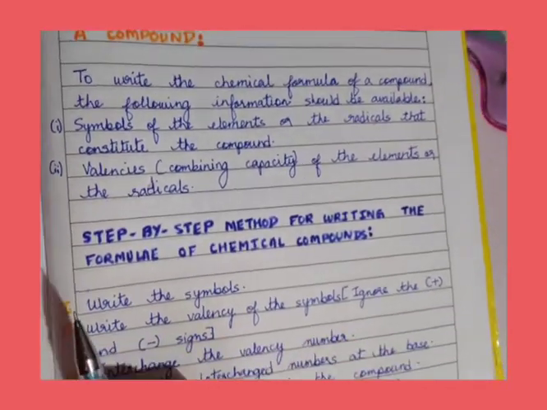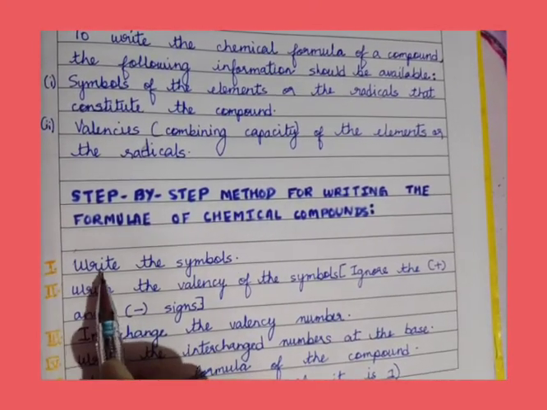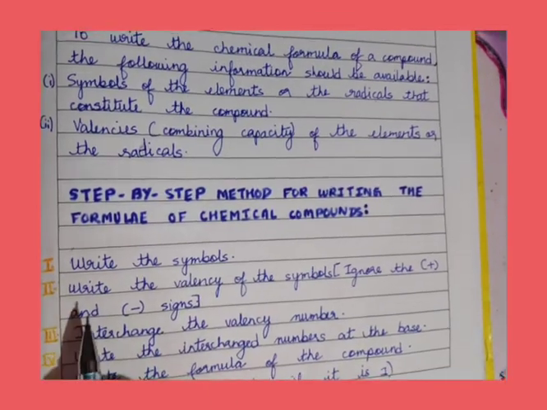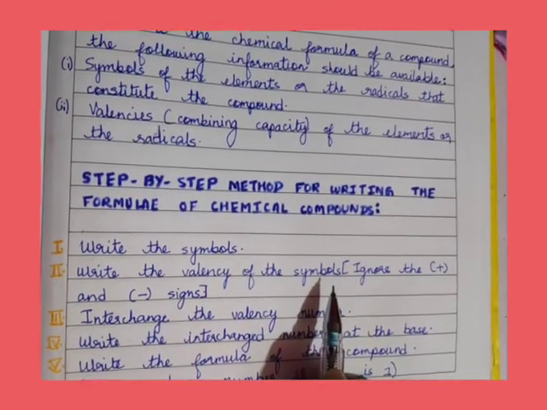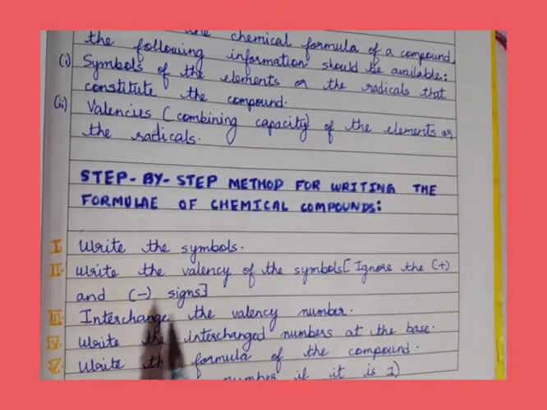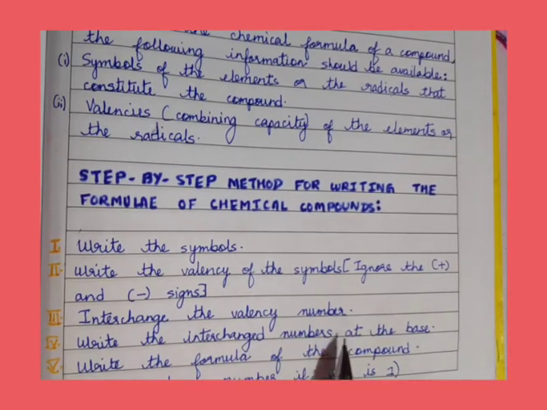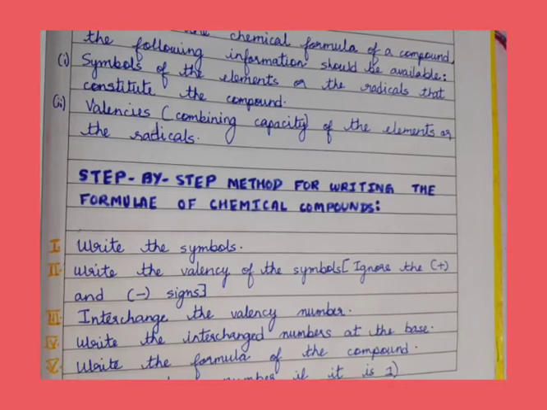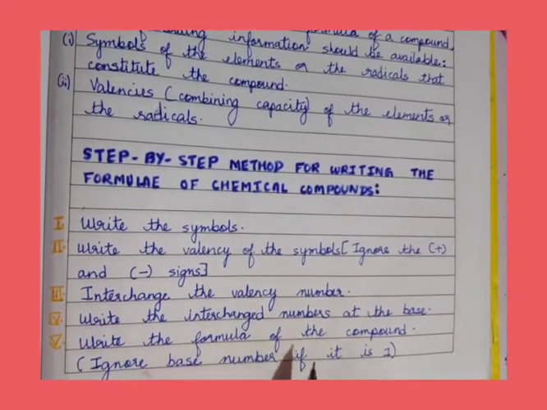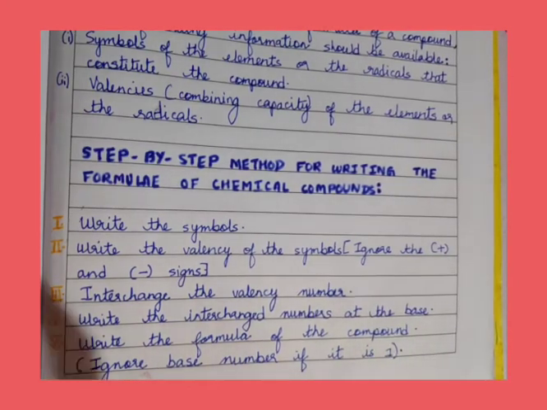Now, what is the step by step method for writing the formulae of chemical compounds? We need to write the symbols, then write the valency of the symbols, but a point to be remembered: ignore the positive and negative signs. Then interchange the valency numbers, and write the interchanged numbers at the base as subscript. Write the formula of the compound and ignore the base number if it is 1. Now I am going to give you a few examples.